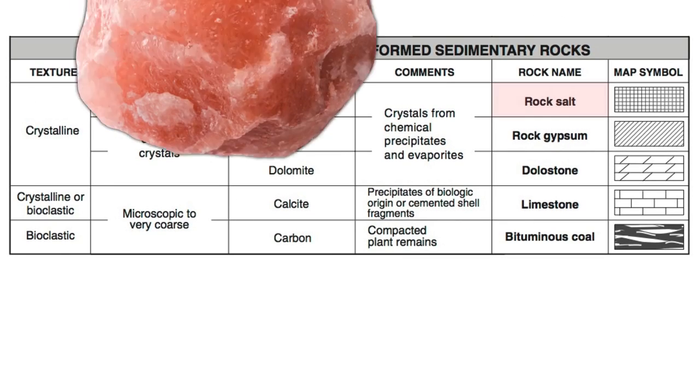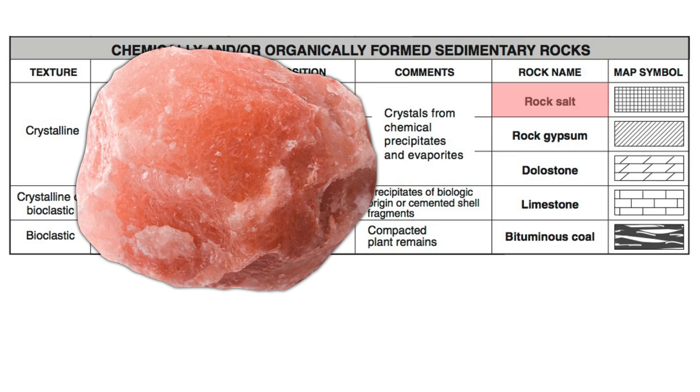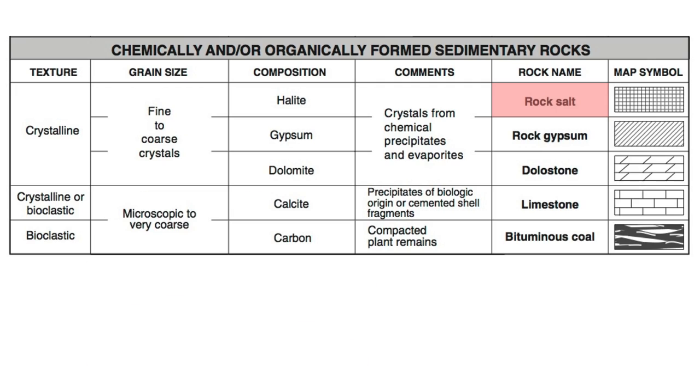Some of them are called crystalline, like this rock salt. Now this is a rock that forms when you have minerals, like in this case halite, dissolved in water, and then that water is given time to evaporate. When it evaporates, the water leaves, but the crystals of the minerals that were dissolved in it stay behind, and you're left with something like this rock salt.